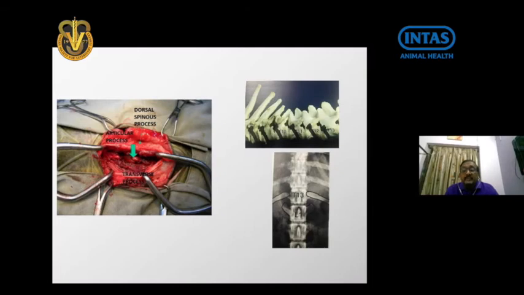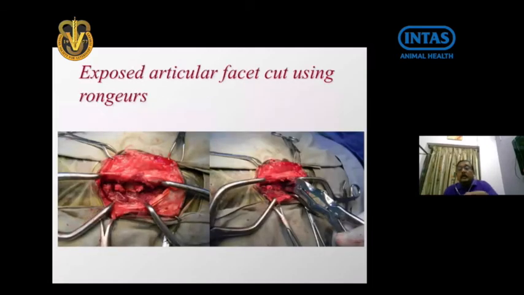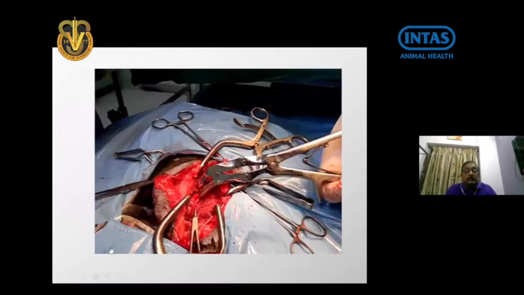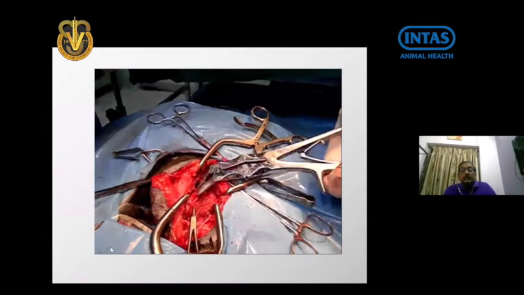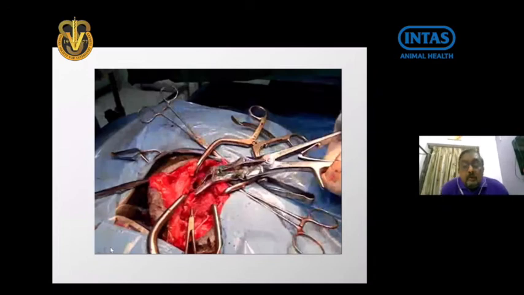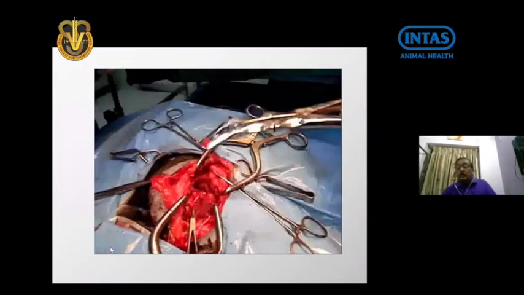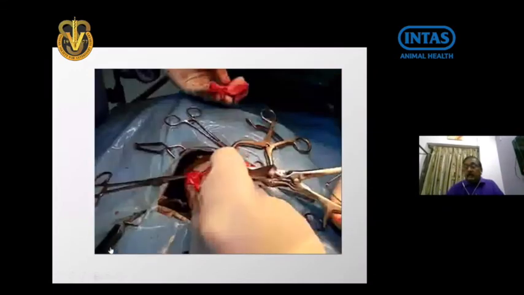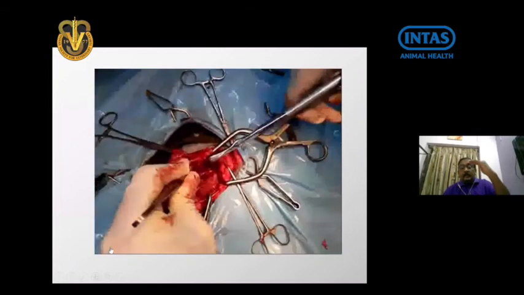So expose the facet. I'm using a rongeur to clip the articular process. Nowadays, people are not using rongeurs because people feel it's pretty painful. Then what I do is I use the rongeur to pick up the bone. So I want to go to the red layer. Any vertebra here will have a red layer.